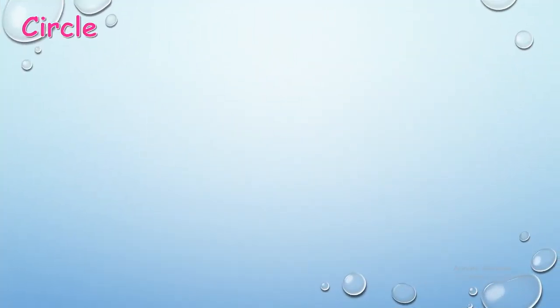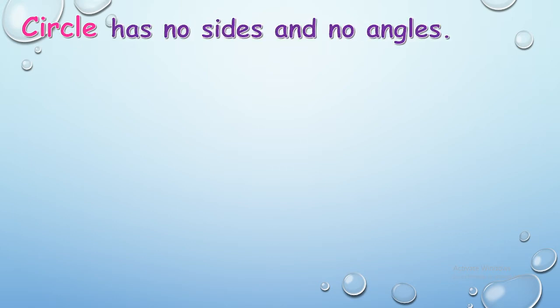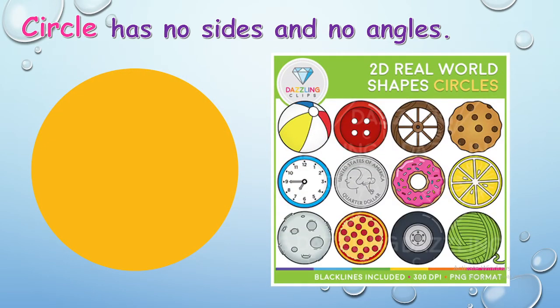We've studied about circles. What can you say about circles? Circles have no sides and no angles. It has a line, which is a curved line, right? That goes on and on and on.